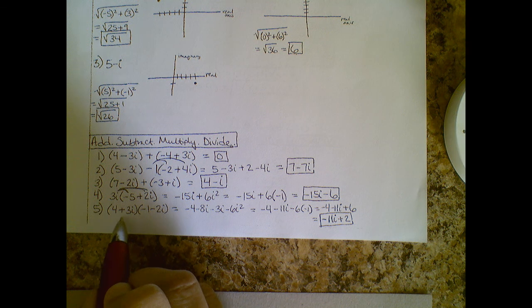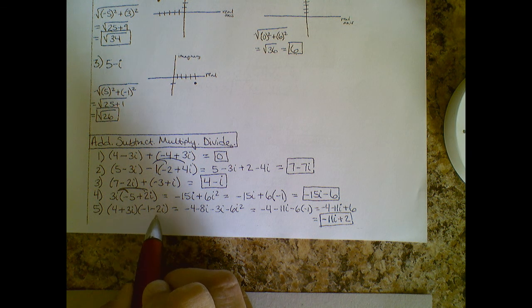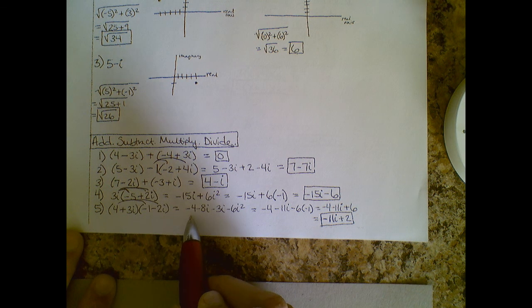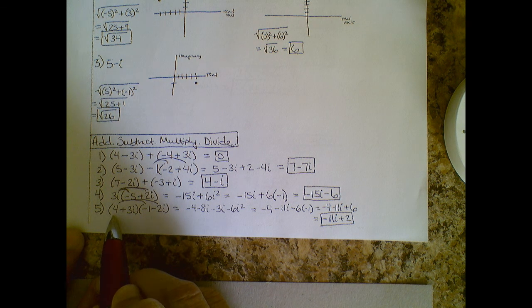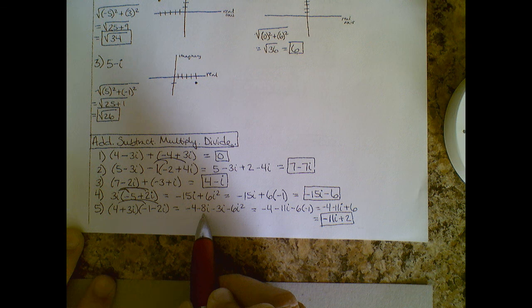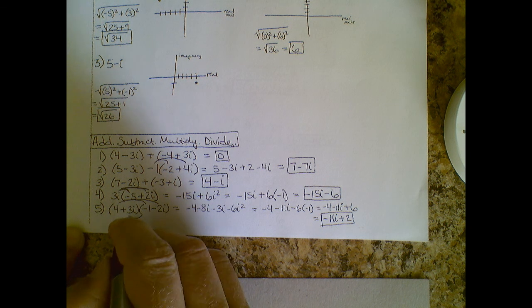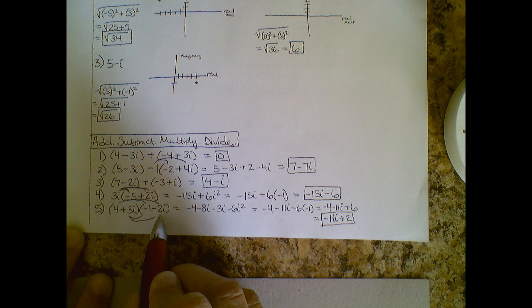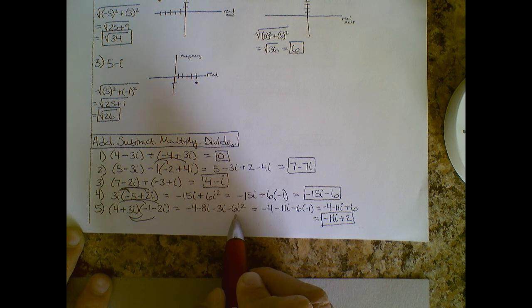Now this next one, I have 4 plus 3i times negative 1 minus 2i. I'm going to do the distributive property, so distribute this 4. I get 4 times negative 1 is negative 4. 4 times negative 2i is negative 8i. And then now I distribute this 3i. So 3i times negative 1 is negative 3i. 3i times negative 2i is negative 6i squared.